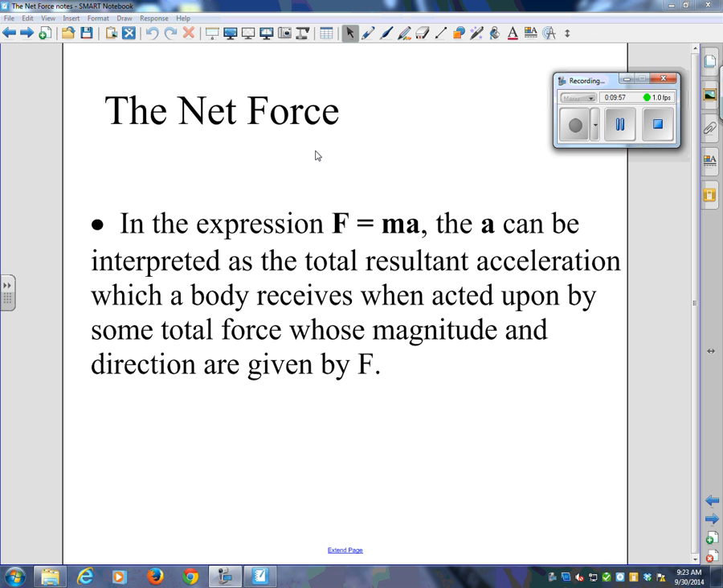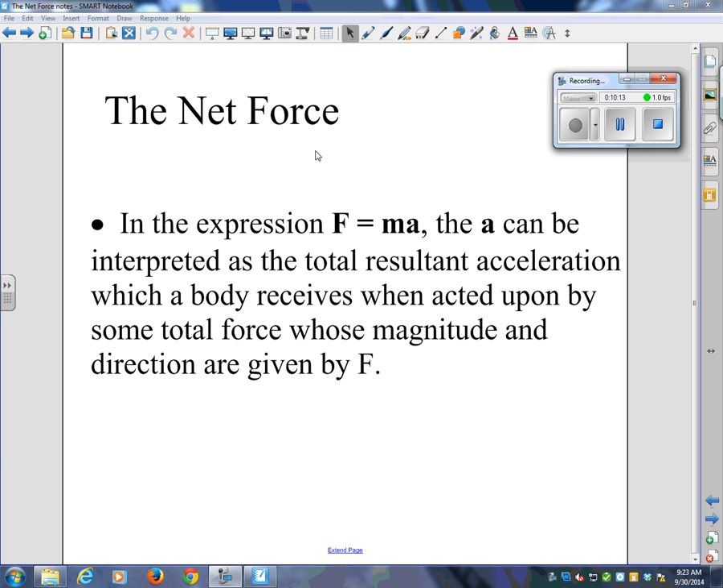So anyways, the A can be interpreted as the total resultant acceleration which a body receives when acted upon by some total force whose magnitude and direction are given by F. Generally, in grade 9, we just give you a force of 10 newtons applied to a 2 kilogram object. What is the acceleration?